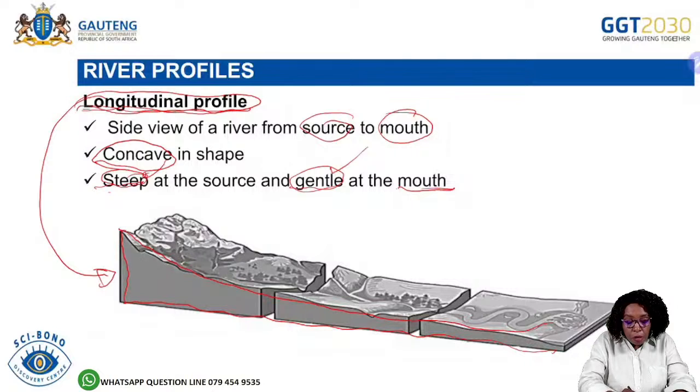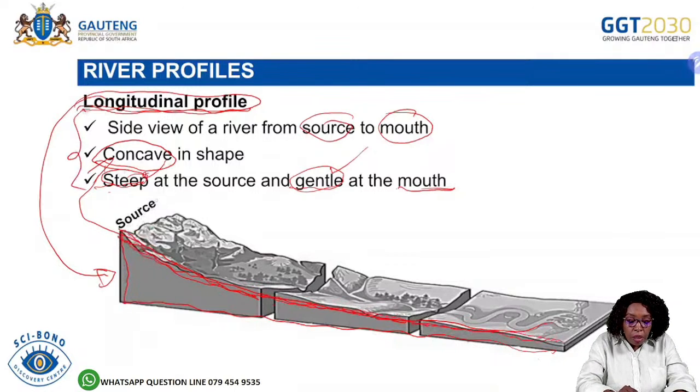So this is what we're referring to when we say it is concave in shape. When you look at the angle of the surface here, it is a steeper surface. As you move away from the source towards the mouth, the gradient is changing, and the river starts to flow on a gentle slope. So this is what I was explaining.